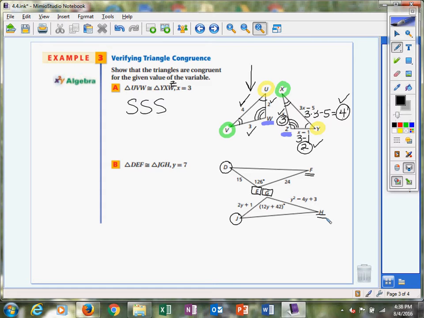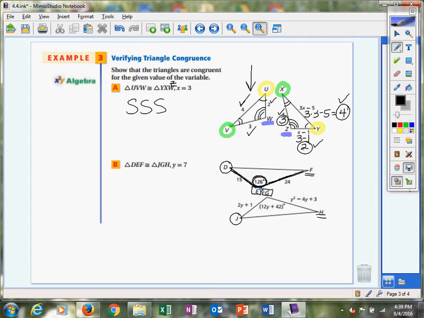All right, so let's take a look. They told us what Y is equal to. So this top triangle, we have all the information. We've got a side here, we've got an angle here, and then we got the other side right here. So I'm thinking we're going to be using side angle side, but we need to verify. We don't want to just make any assumptions here. And they said, well, Y is 7.